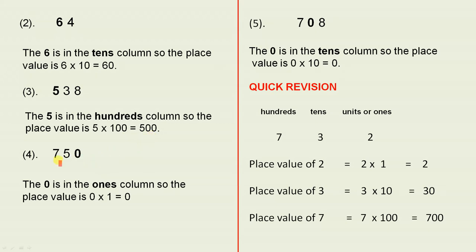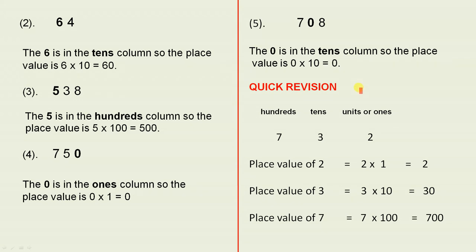The next one is 750. The 0 is in the ones column. That's the one that's highlighted. So the place value is 0 times 1 is 0. So the place value is actually 0. 708, the 0 is in the tens column, so the place value is 0 times 10, which is 0. So anytime you see 0, it actually has a place value of 0.